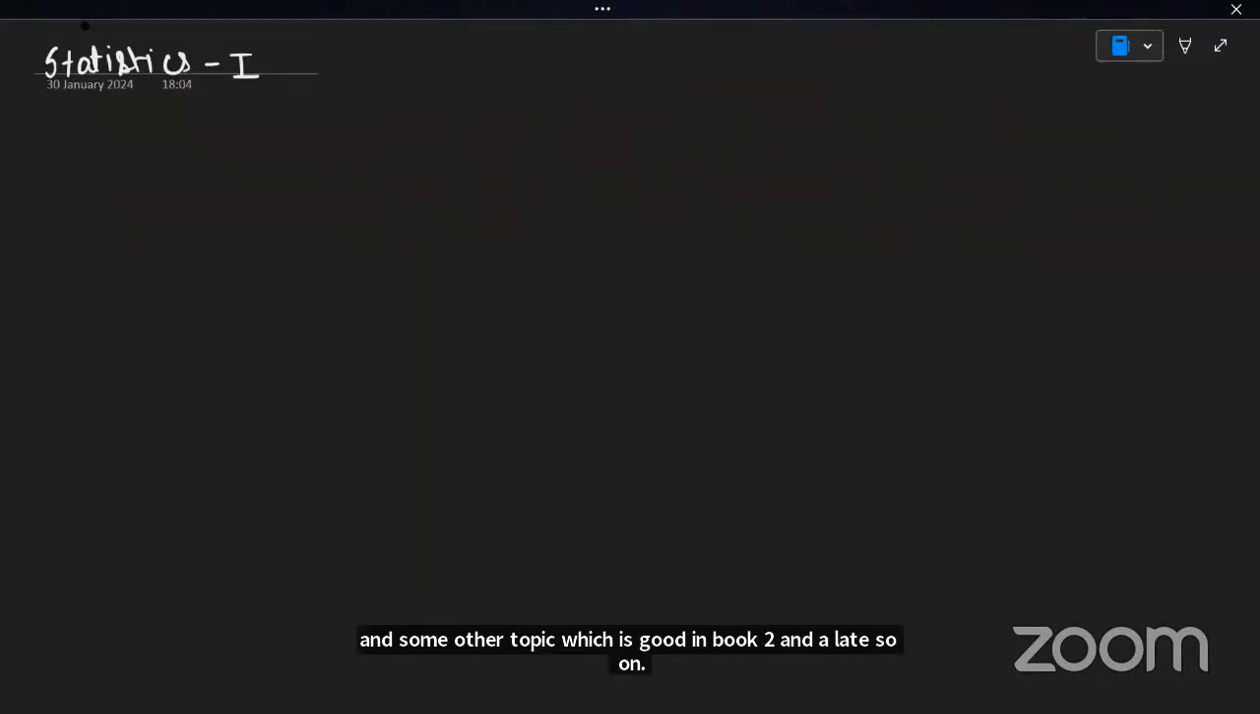Okay, but suppose when I am taking notes for my classes, I need to follow many books. Suppose I have two to three books, and some topics are good in book one, some other topic is good in book two, and so on. So in that case, which is the observation?